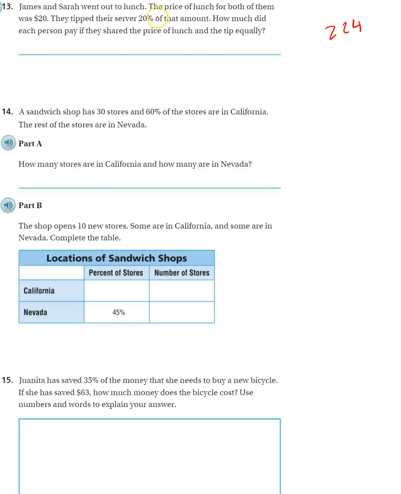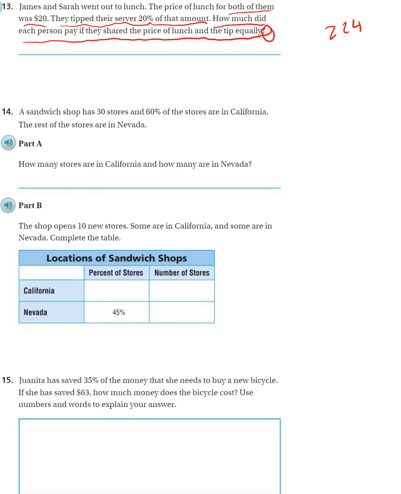James and Sarah went out to lunch. The price of lunch for both of them was $20. They tipped their server 20% of that amount. How much did each person pay if they shared the price of the lunch and the tip equally?